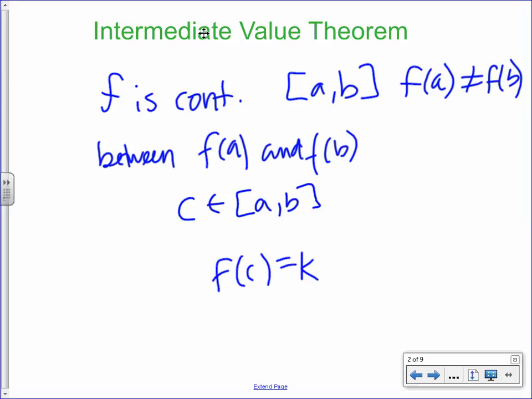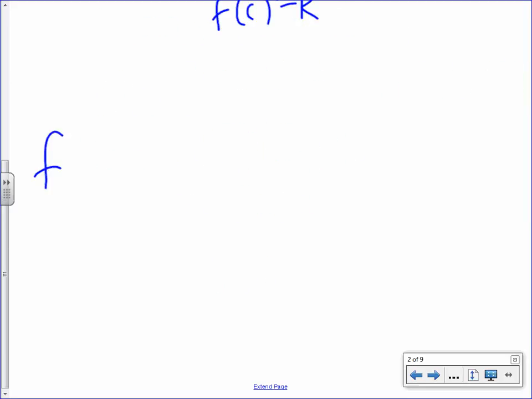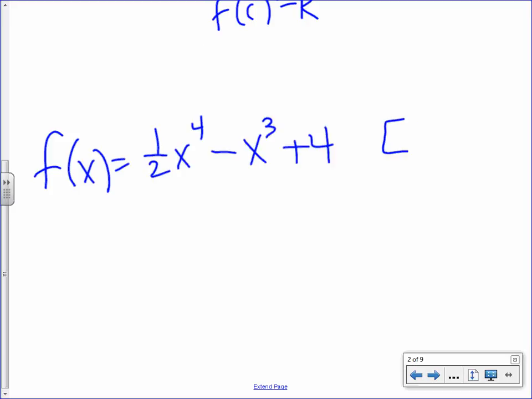Let's look at that problem 87 that I accidentally assigned. It's f of x equals 1/12 x to the 4th minus x cubed plus 4 on the interval from 1 to 2. Explain why the function has a 0 in the interval.